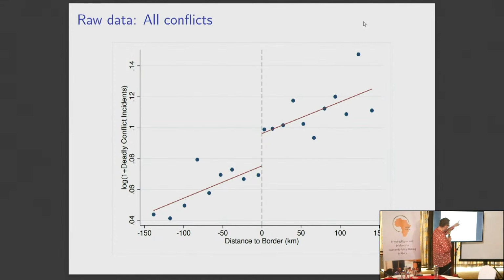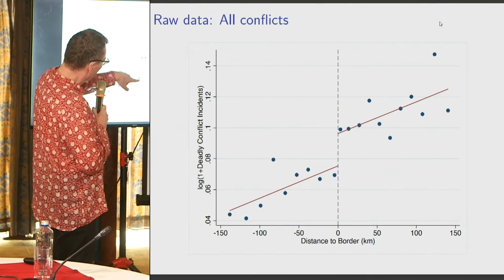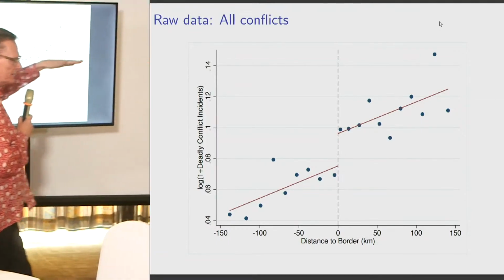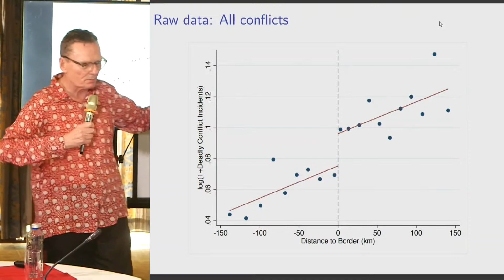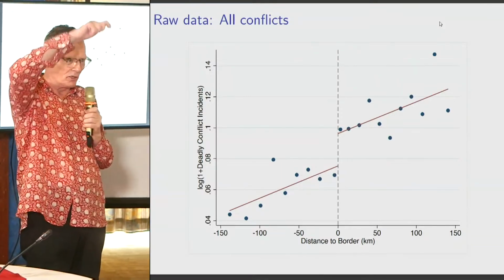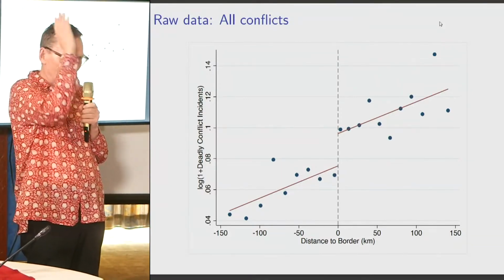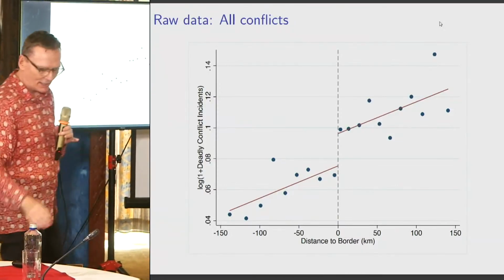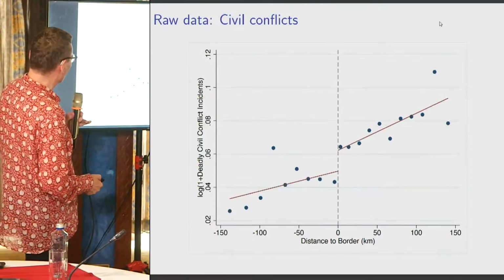Then this is when you hit a segmentary lineage society. You can see as you go from a non-segmentary lineage to a segmentary lineage society, there's a significant jump at the border in the extent of conflict. Okay, so now what we do is we pool all the parts of the map where segmentary lineage societies and non-segmentary lineage societies sit next to each other, and we run the regression.